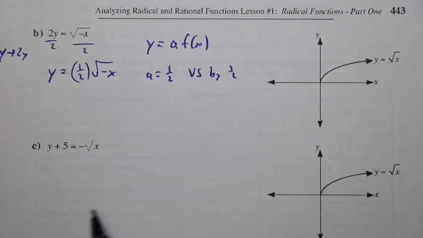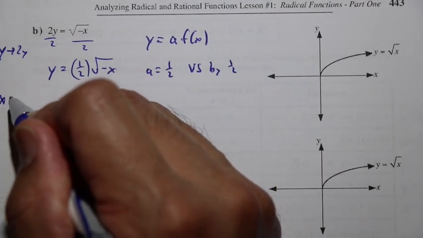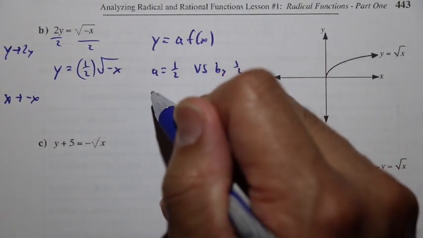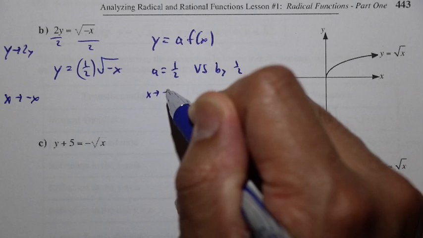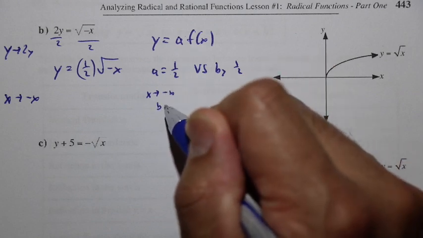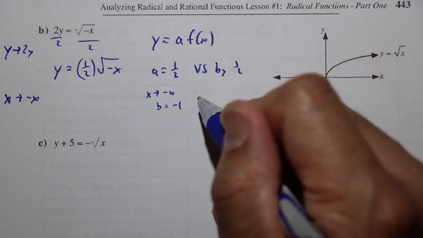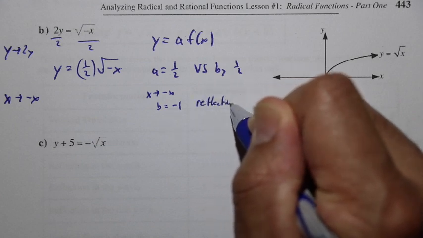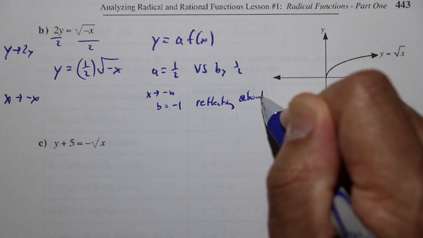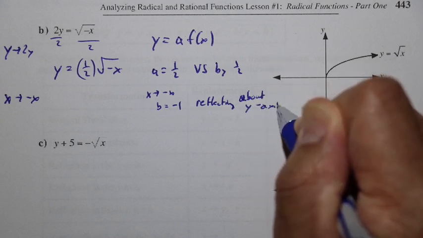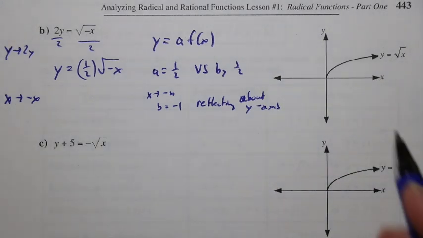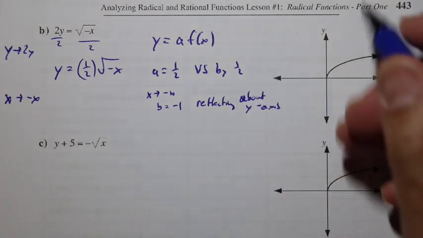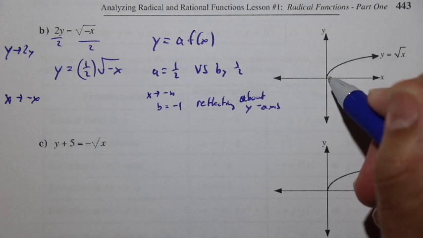The next thing, it looks like our original x was replaced with negative x. If that's the case, x being replaced with negative x, or in other words, the b value is equal to negative 1, is going to be a reflection about the y-axis. The x's are going to switch from positive to negative. So we have a reflection happening here. So let's use a vertical stretch by 1/2. Here's the original graph.